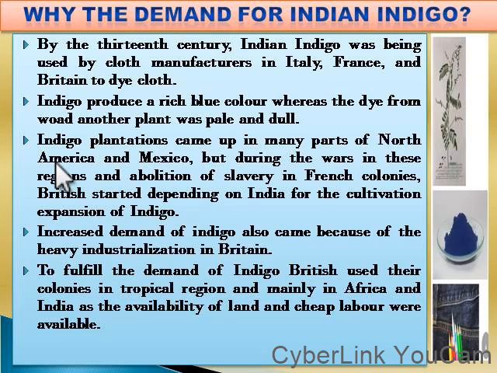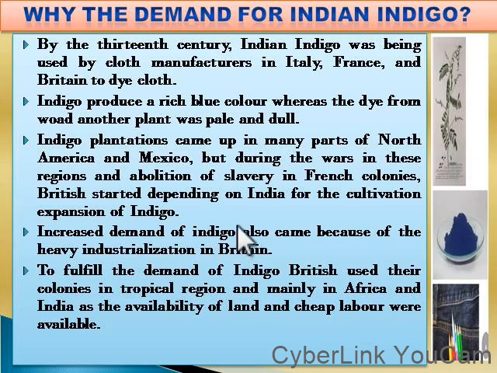Indigo plantations came up in many parts of North America and Mexico, but during the wars in these regions and abolition of slavery in French colonies, British started depending on India for the cultivation expansion of indigo.